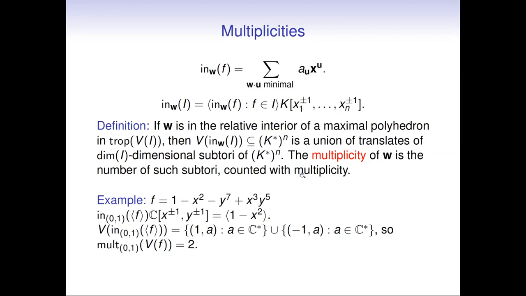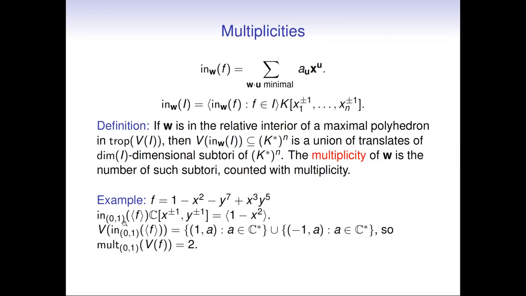Let's see this on an example. If I have the example of the previous slide, 1 minus x squared minus y to the seventh plus x cubed y to the fifth. Question, what is dim I? That means the Krull dimension of the ideal, or equivalently, the dimension of the variety of I. So when we've had our examples, they've been curves. It should be dimension of R mod I. Yes, sorry. Okay.